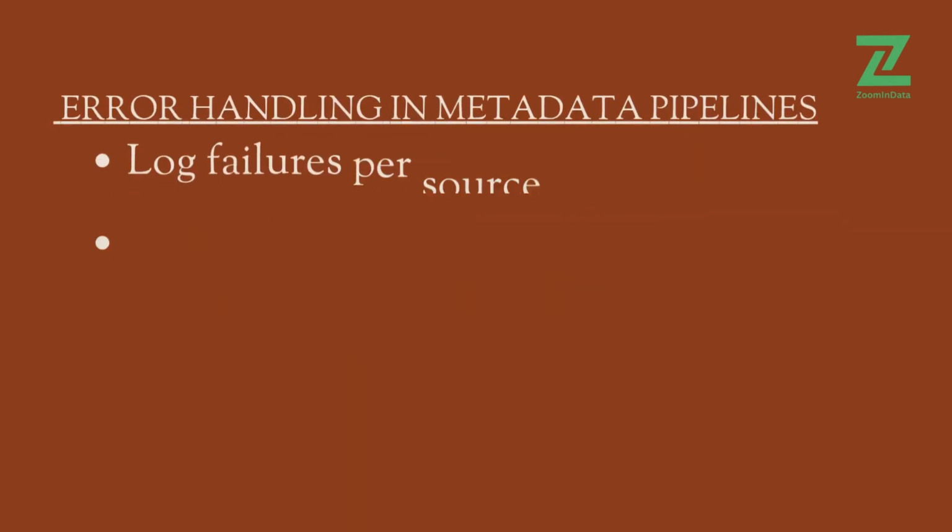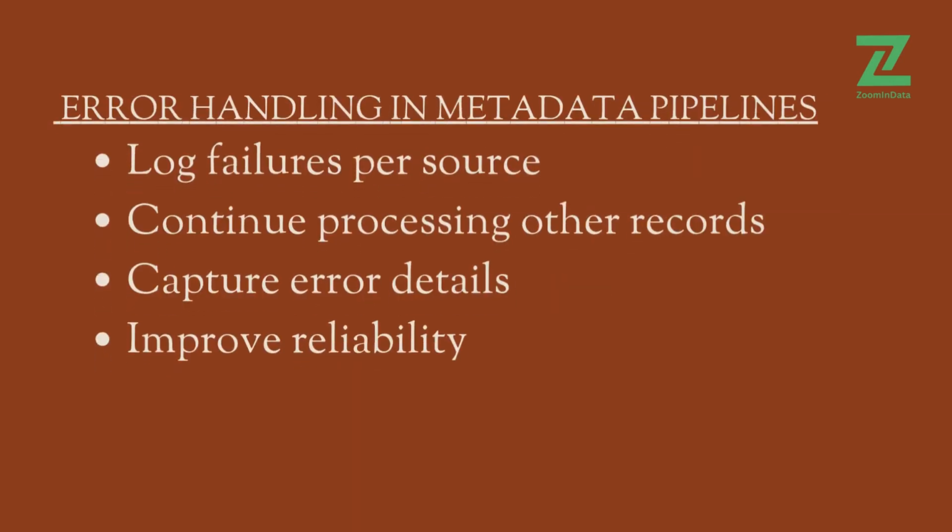Error handling is very important. Failures are logged per source, while other records continue processing. Error details are captured, which improves overall pipeline reliability.